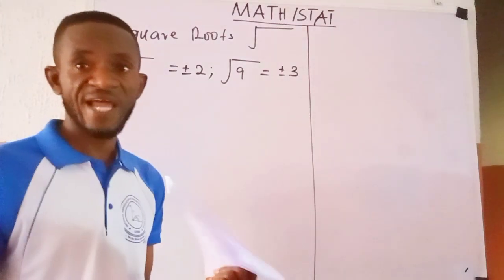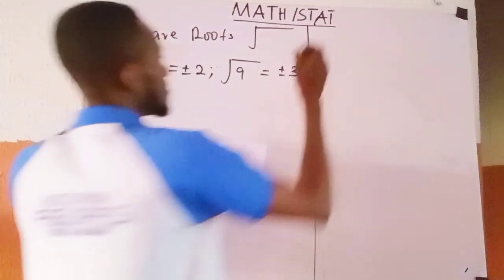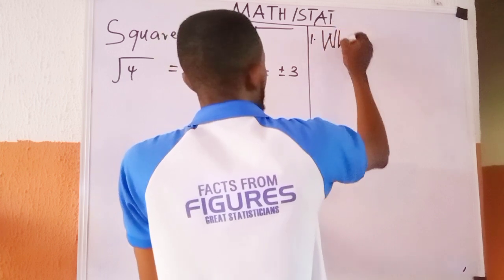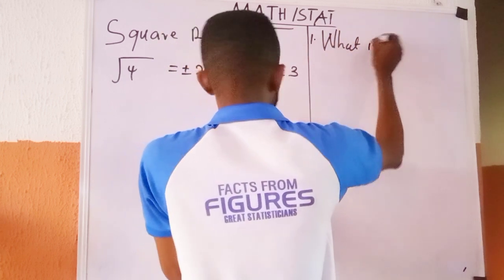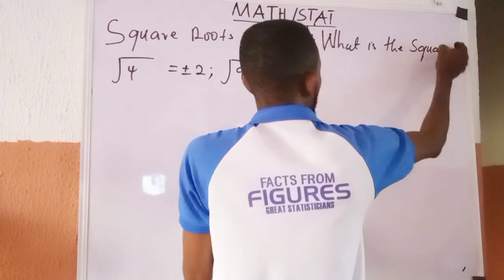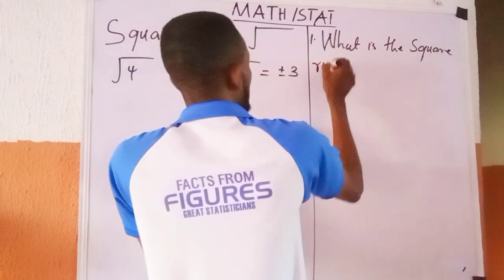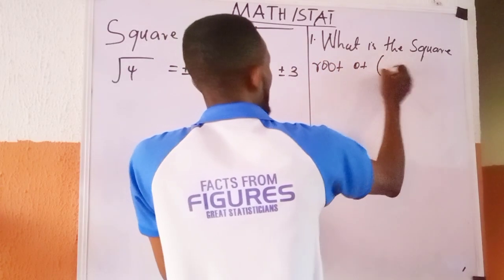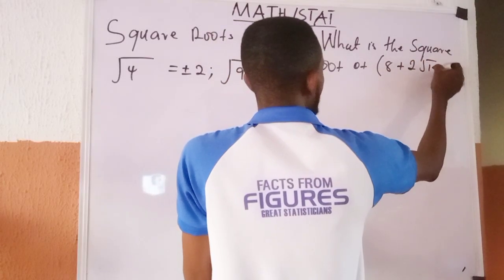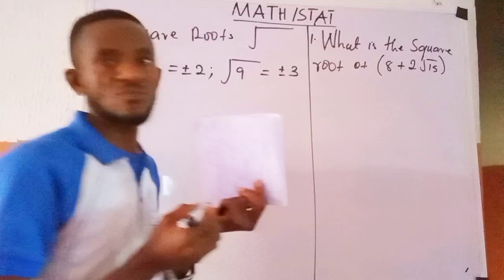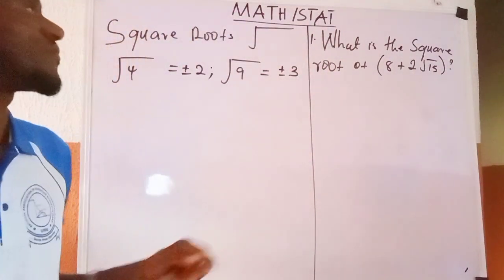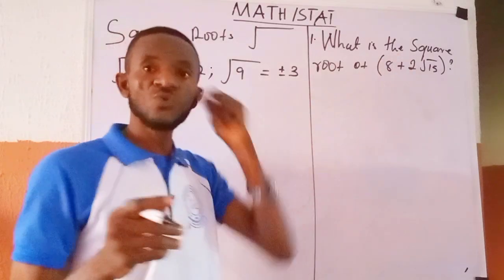The first question says, and I write, that is question number 1. That number 1 says, what is the square root of 8 plus 2 root 15? That is what they ask us. What is the square root of 8 plus 2 root 15?